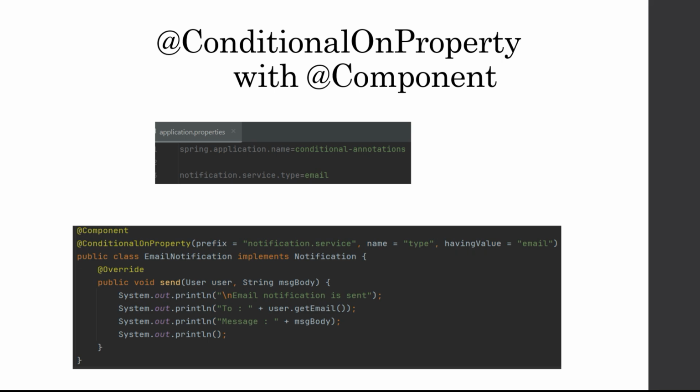If the value of notification.service.type in the application.properties file is SMS, in that case the value in having value would differ from the value in the application.properties file. In that case, the bean for email notification would not be created.